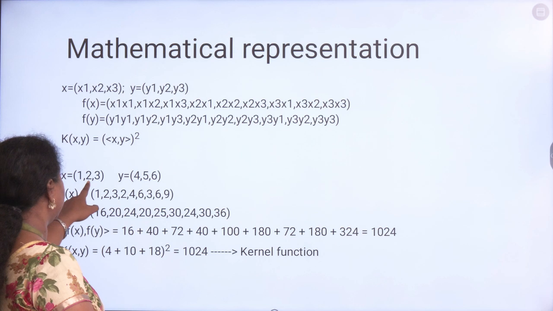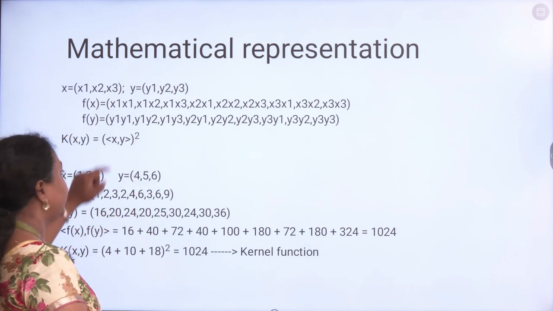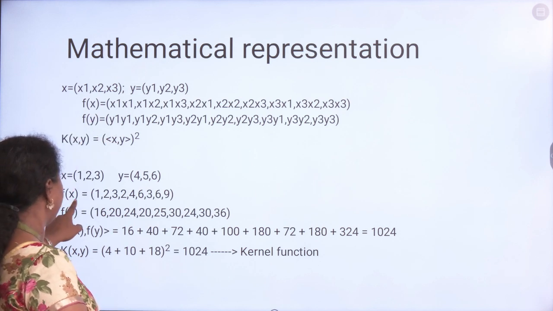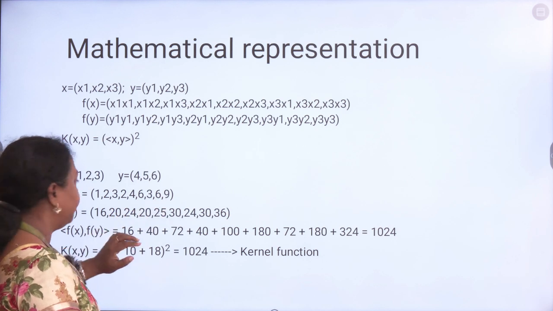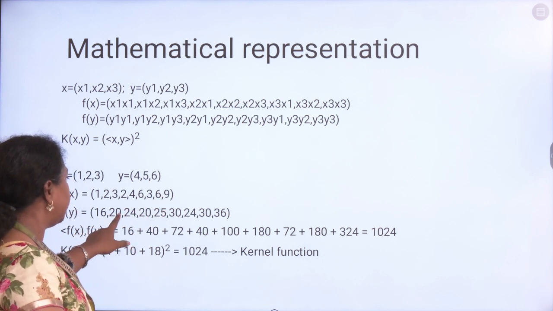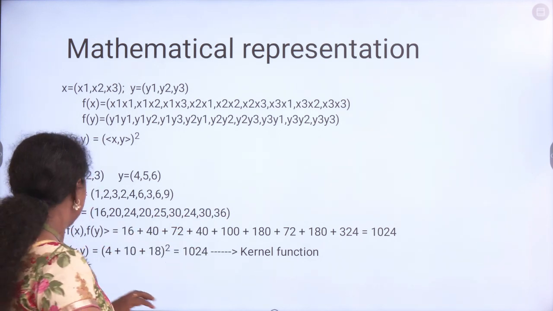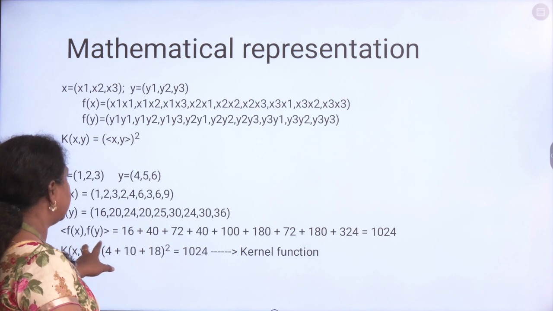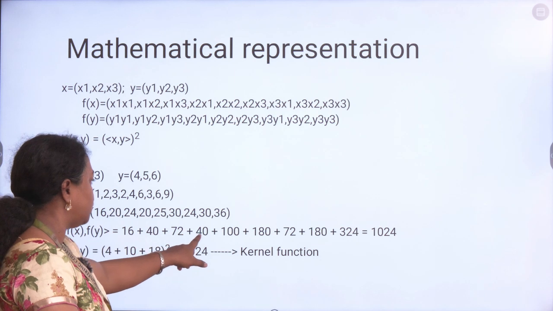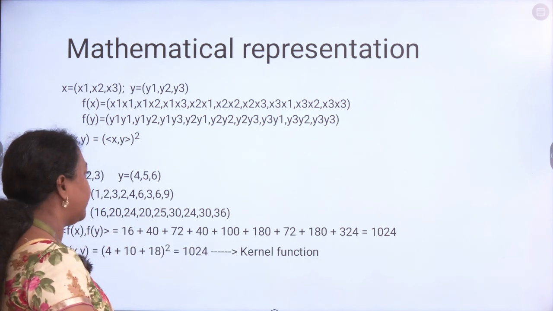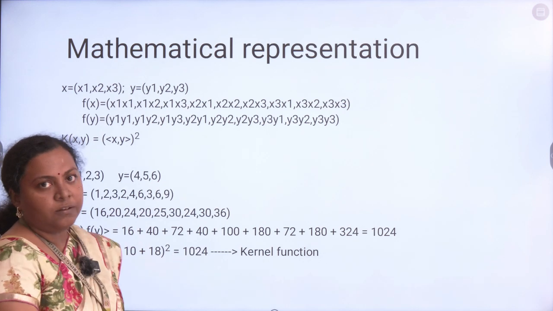x is equal to 1, 2, 3, y is equal to 4, 5, 6, and now when we substitute into the above equation, f of x will be 1, 2, 3, 2, 4, 6, 3, 6, 9, and f of y will be 16, 20, 24, 20, 25, 30, 24, 30, 36. When we take the dot product of these using this formula, we have 16 plus 40 plus 72 and so on, and we get the final result as 1024, and that is the kernel function.